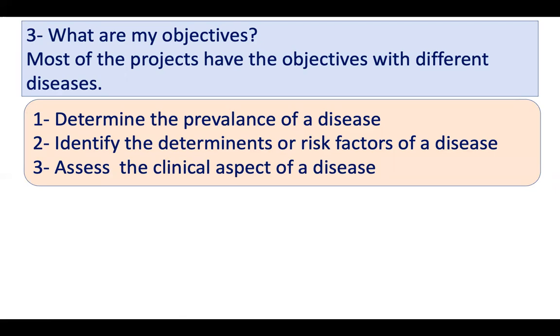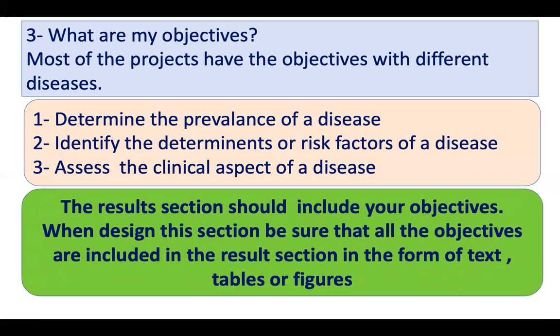So you have to satisfy the 3 objectives inside your section of the results. The result section should include your objectives. When you design this section, be sure that all the objectives are included in the result section. It may be in the form of text, in the form of figures, in the form of tables, but you have to answer these 3 questions. These 3 objectives should be inside your data or result section.